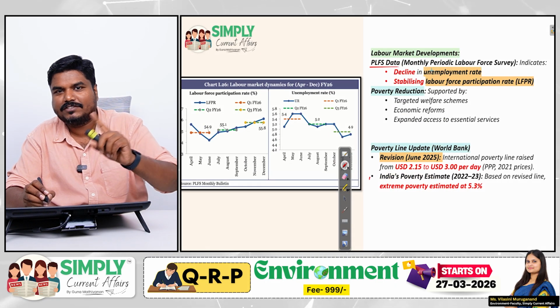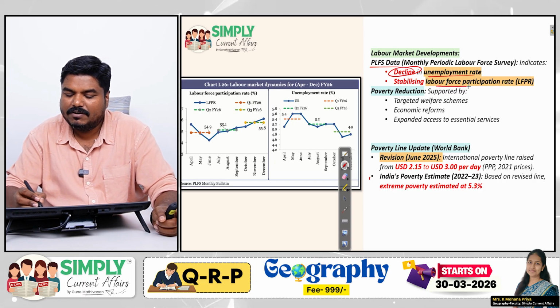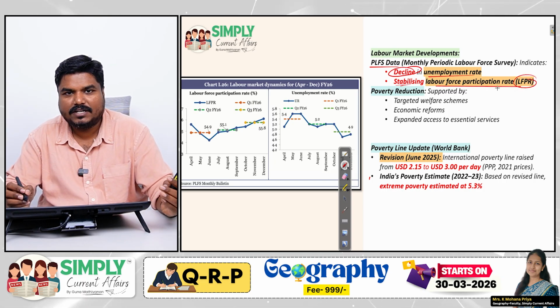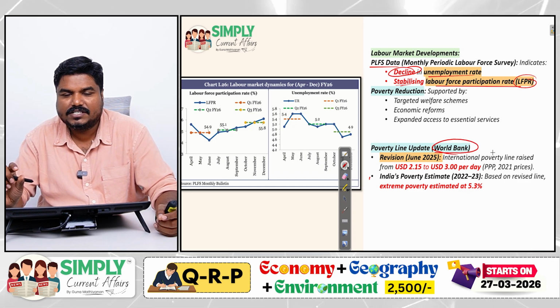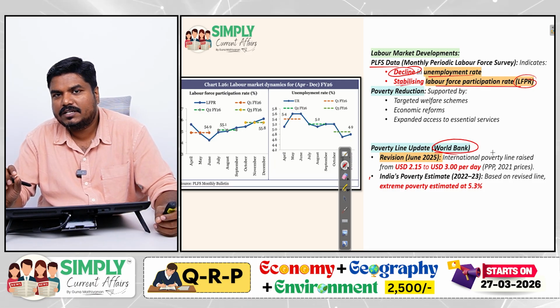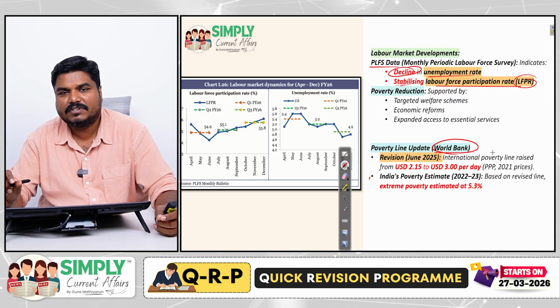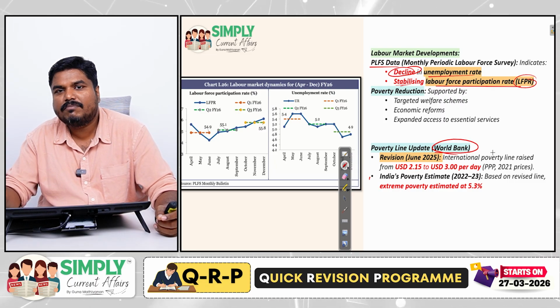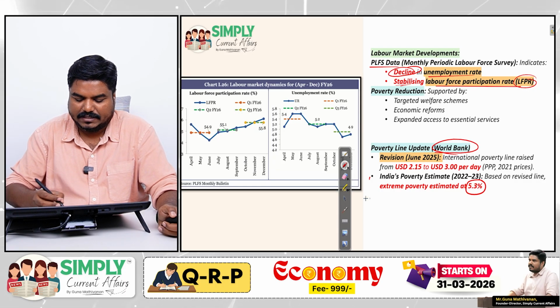The Periodic Labour Force Survey I also explained in a separate video. Unemployment rate is declining, labor force participation is stabilizing, poverty is reducing. The World Bank has revised its poverty line definition. According to the latest definition, one who is not able to earn $3 per day will be considered extremely poor. As per this definition, in India, the extremely poor people have come down to around 5.3%.